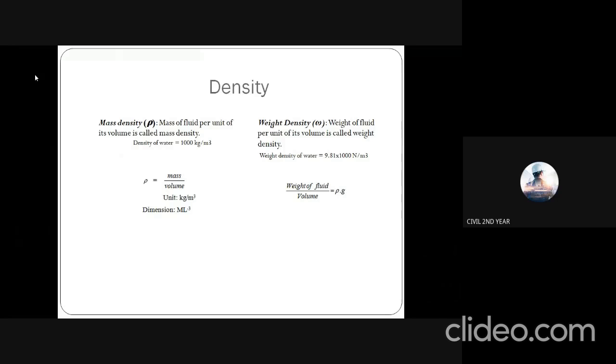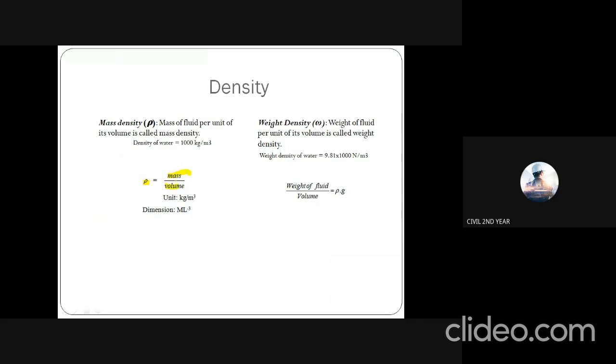We simply denote density as rho. Here the notation is rho, and I am highlighting the term. So rho is the density, and the formula is mass per volume. Note it down.